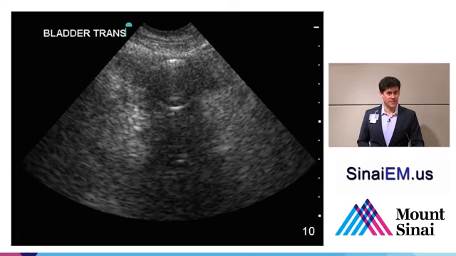Sometimes a Foley catheter is in place and you see a very large bladder surrounding it, and then you know that there's a malfunction or mechanical problem with the Foley catheter.